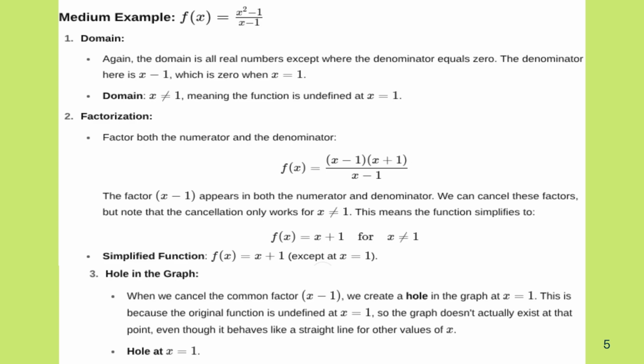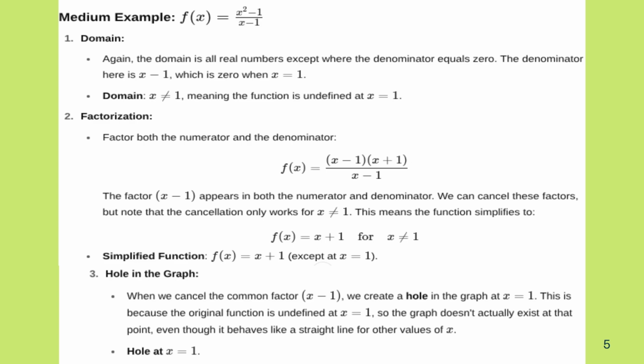In this example, the denominator cannot be factorized because it's already at its simplest. We have x squared minus 1 on top, so to factorize that, all you have to do is (x minus 1)(x plus 1). The factor x minus 1 appears in both the numerator and denominator, so we can cancel these factors. But note that the cancellation only works for x not equal to 1. This means the function simplifies to y equals x plus 1 for x not equal to 1.